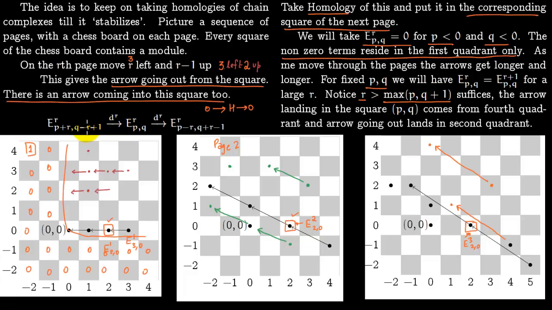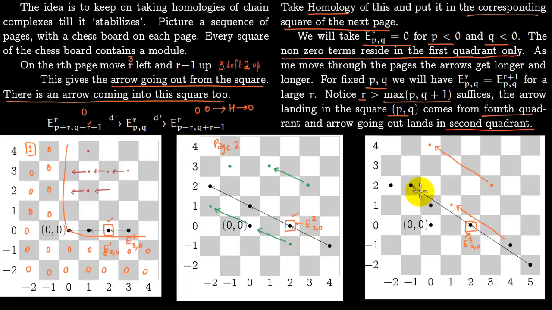So say if this r is greater than Q plus 1, then this is negative. Now if this is negative, that means that this is coming from a 0 module and it will land in a 0 module. So if this condition holds, the arrow landing in the square PQ comes from the 4th quadrant, and the arrow going out lands in the 2nd quadrant, because then P minus r is negative and this term is negative. So the arrow coming in comes from the 0 module, and going out also lands in the 0 module.